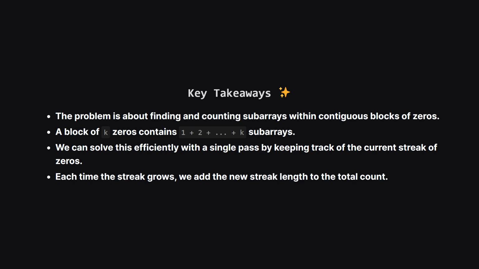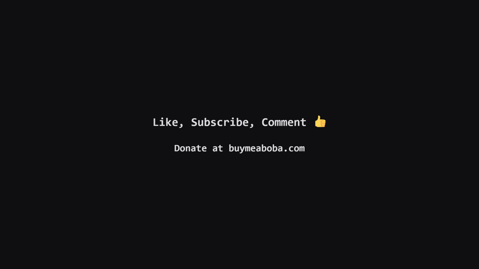So let's recap the main points. This problem boils down to counting subarrays inside blocks of zeros. We saw that for any block of k zeros, there's a predictable number of subarrays inside it. And the most elegant way to calculate this for the whole array is to just do a single pass, keeping a running count of our current streak, and adding that streak length to our total every time we see another zero. Hope that breakdown made sense.